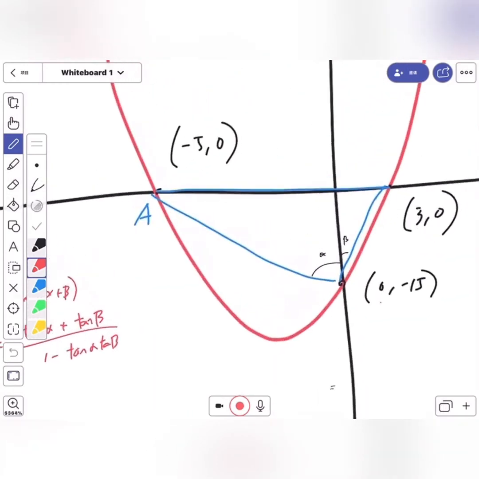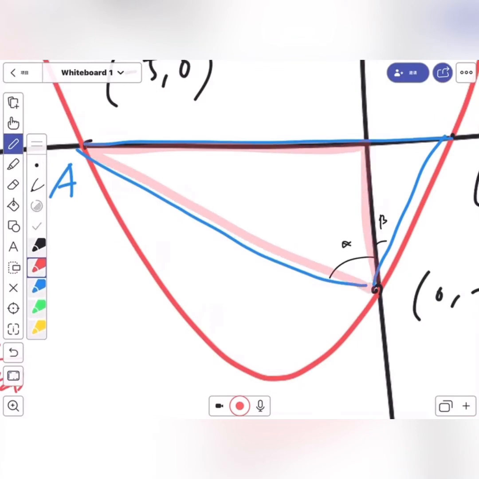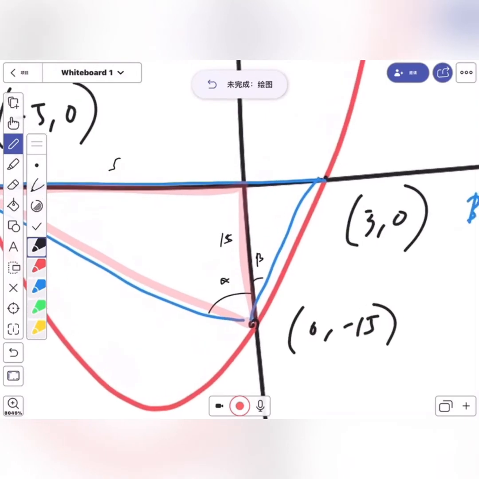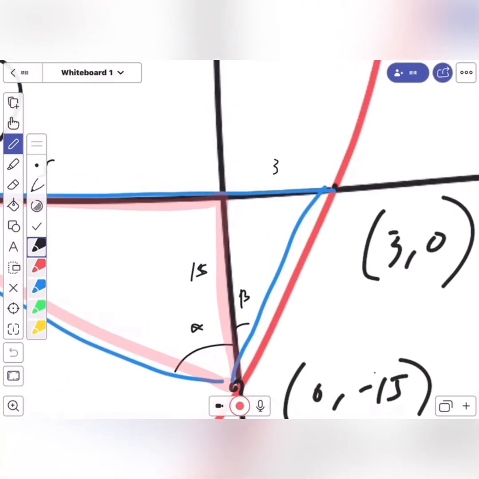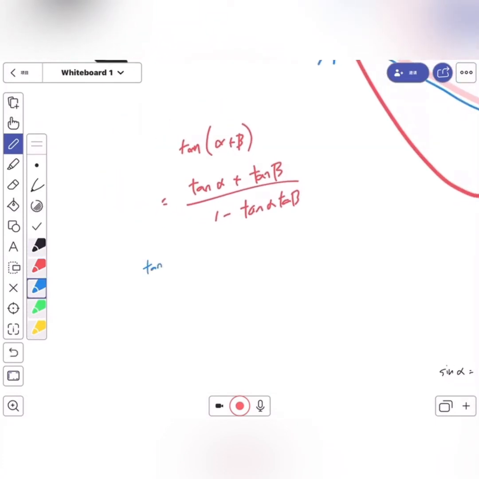So what is the value of tangent alpha? For tangent alpha, we're just going to look at this right triangle here. What is this value? Well, this value is simply 15, and this value is simply 5. Because of my terrible drawing, you can see that 5 is actually longer than 15, which is pretty humorous. And this length is 3. So basically, tangent alpha is equal to 1/3, and tangent beta is equal to 1/5.